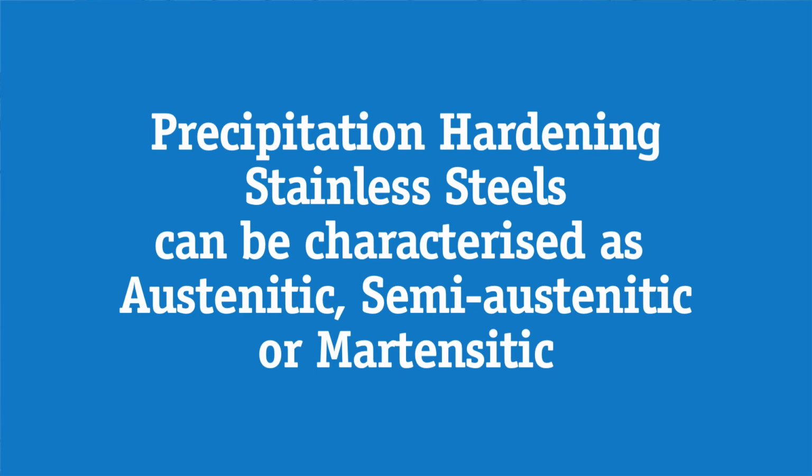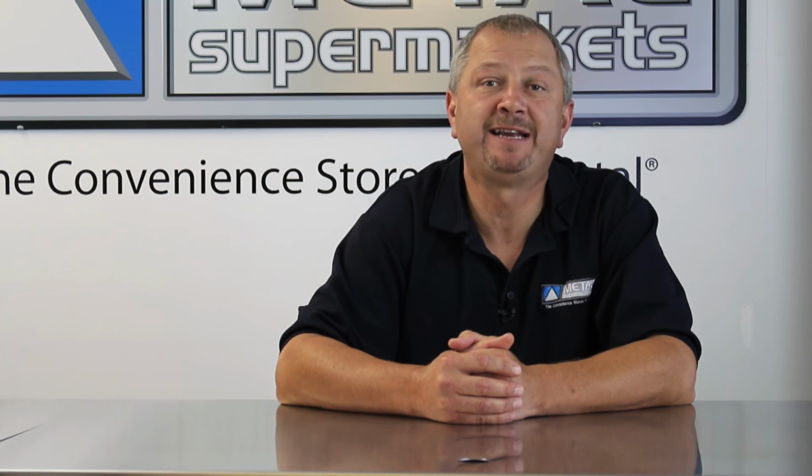Precipitation hardening steels are chromium nickel stainless steels that also contain alloying elements such as aluminum, copper, or titanium. These alloys allow the steel to be hardened by a solution and aging heat treatment. They can be either austenitic or martensitic in the aged condition. Hopefully this has given you a better idea of common types of stainless steel.